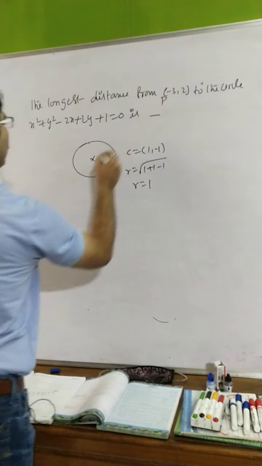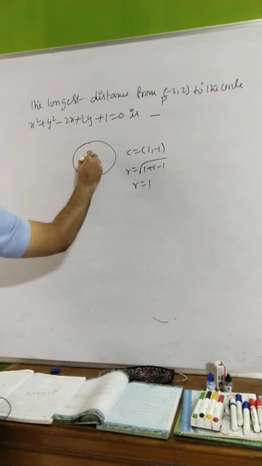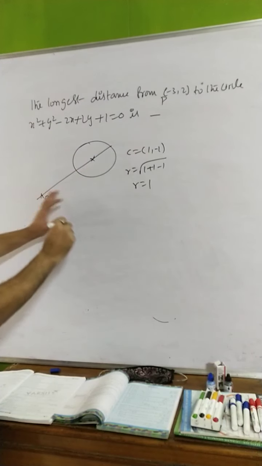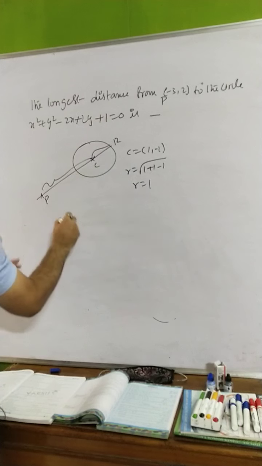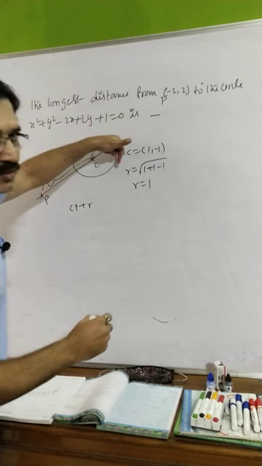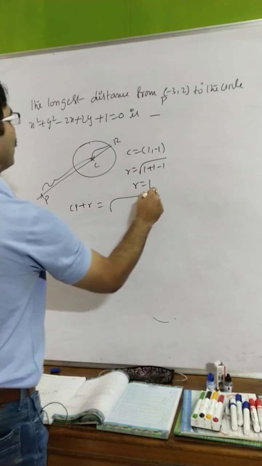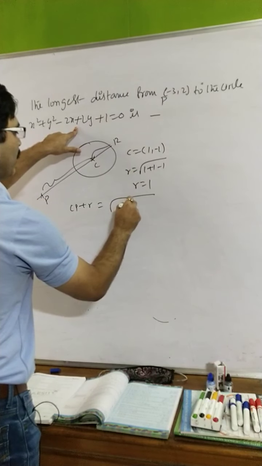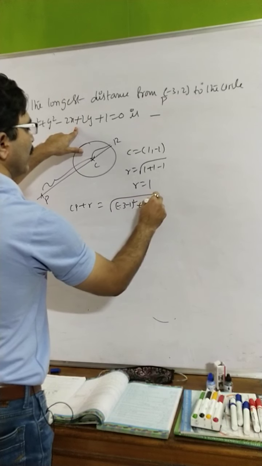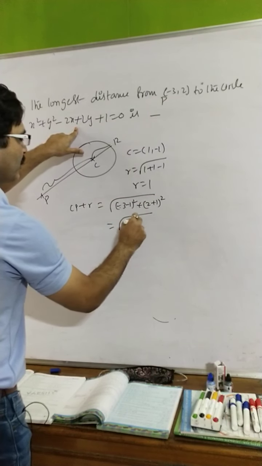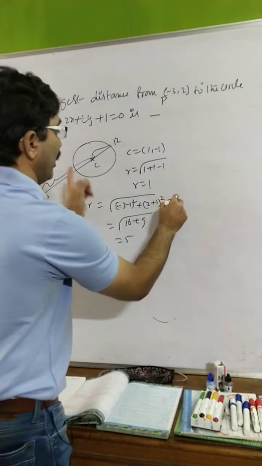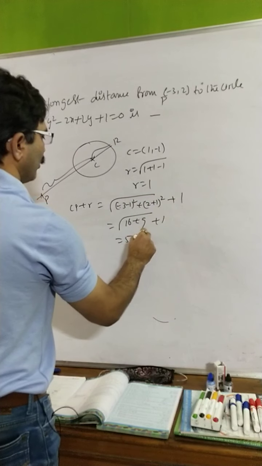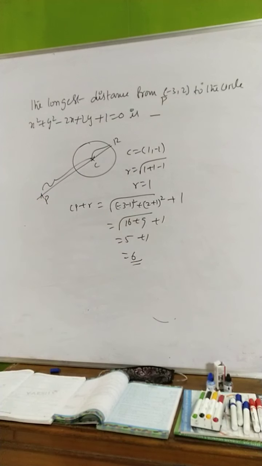The given point is P here, right? We will go for the farthest. Farthest means this: suppose P is here, C is this one, R is this. CP plus R is called the farthest distance. What is CP plus R? Here CP means the square root of (-3 minus 1) whole square plus (2 minus of minus 1) whole square. That is 16 plus 9, that we are getting 5. I forgot to write the radius here, 1. So we are getting the farthest distance, that means the longest distance, as 6.